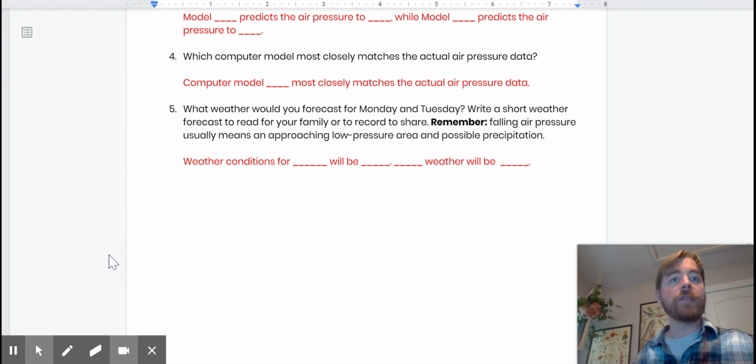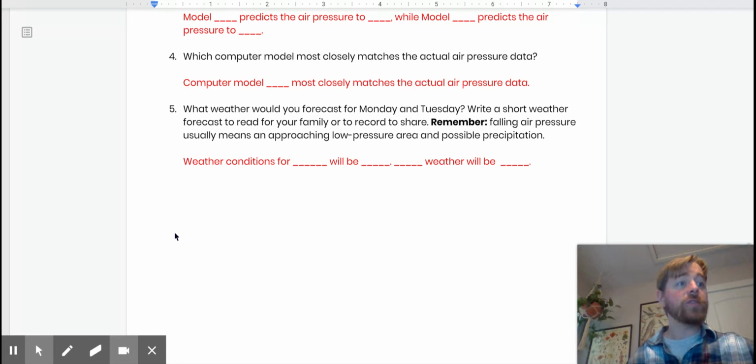And then finally, what weather would you forecast for Monday and Tuesday? Write a short weather forecast to read for your family or to record to share. Remember, falling air pressure usually means an approaching low pressure area and possible precipitation. So looking back at the actual data, what kind of weather do you expect? Will it be clear and sunny? Or will it be possibly rainy or have some kind of precipitation?